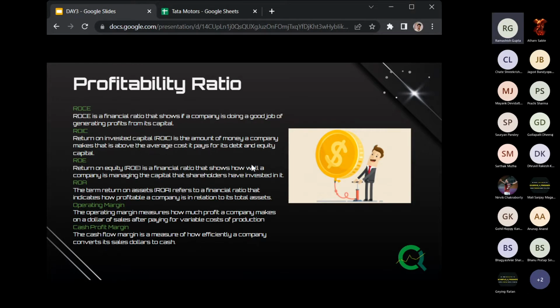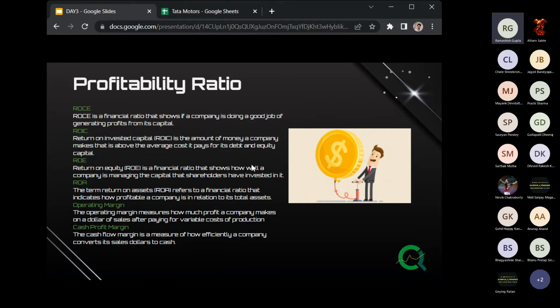So what operating margin is, basically, suppose there is a company, a Tata Motors company, and it is generating a Nano car for 90,000 rupees and selling it to the customers for 1 lakh rupees. So there is an operating margin of 10,000 rupees. For this operation, they have a margin of 10,000 rupees that they will get.